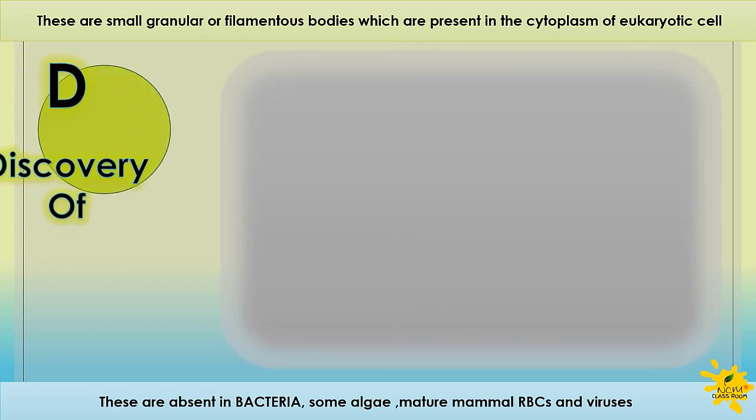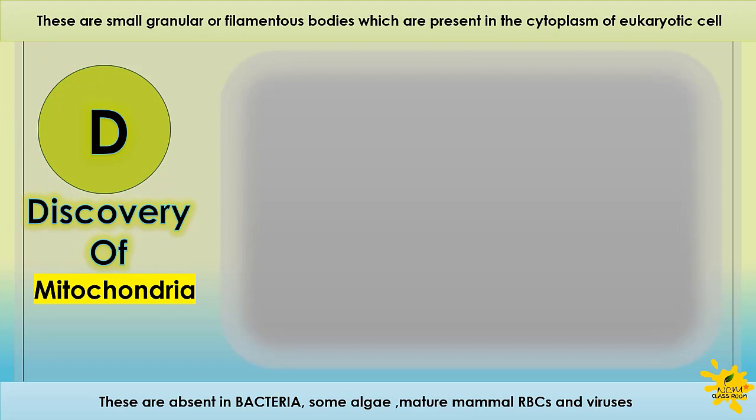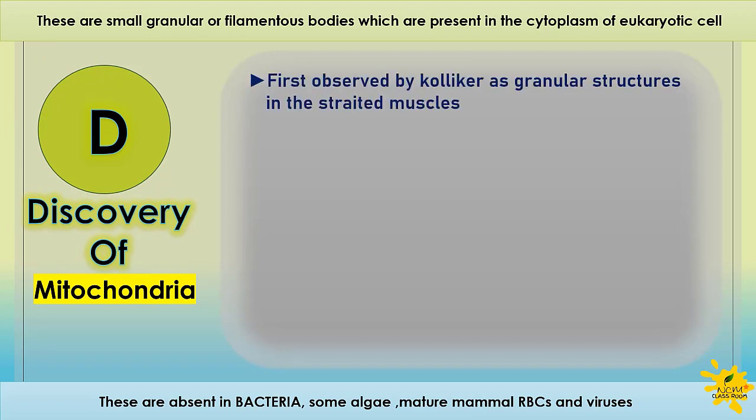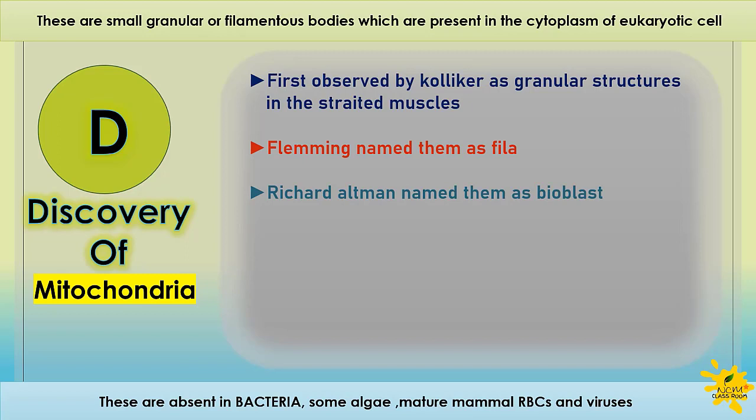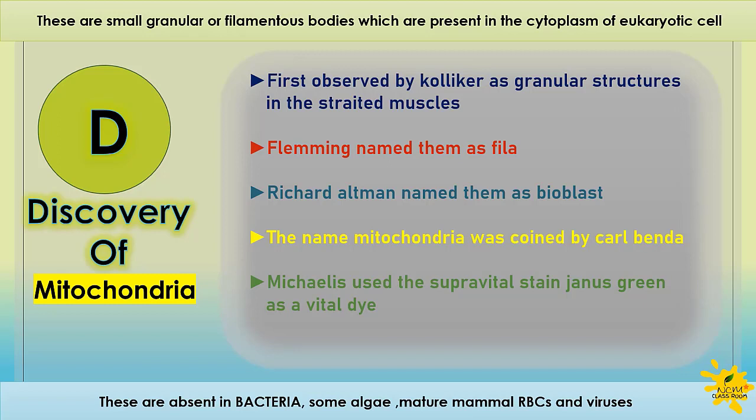Now let us see the discovery of mitochondria. First observed by Kölliker as granular structures in the striated muscles. Flemming named them fila. Richard Altmann named them bioblasts. The name mitochondria was coined by Carl Benda. Michaelis used the supravital stain Janus green as a vital dye.